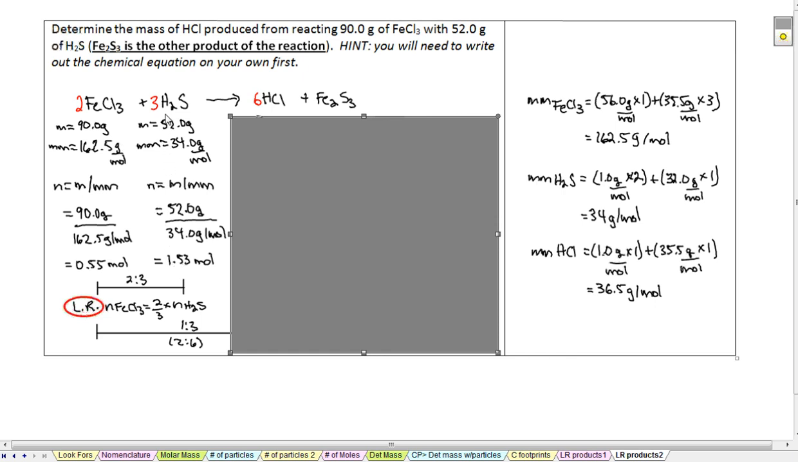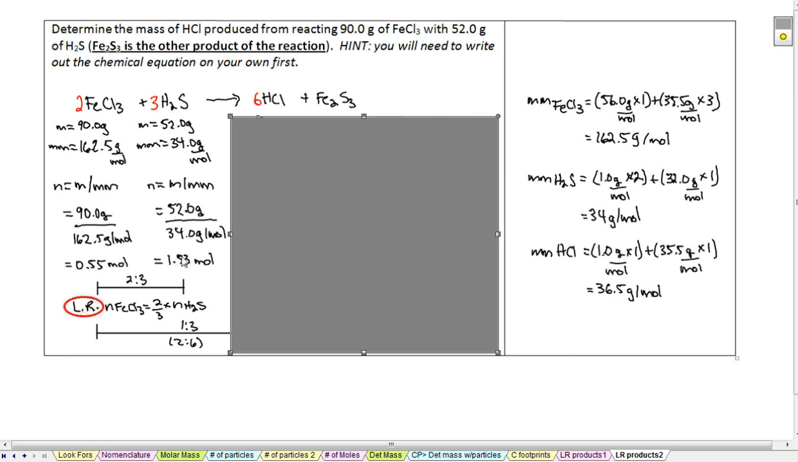So I determined that I have 0.55 moles of iron 3 chloride, and I have 1.53 moles of dihydrogen sulfide. Now my ratio between these two is 2 to 3, and I've written that out here. So what I need to do is see, do I have enough of this to make that? Just looking at this right now, 0.55 is pretty close to just a third of 1.53. So I don't even really have to do a lot of math, although I showed you how I would do that right here, but I can tell right away that I don't have nearly enough of this.